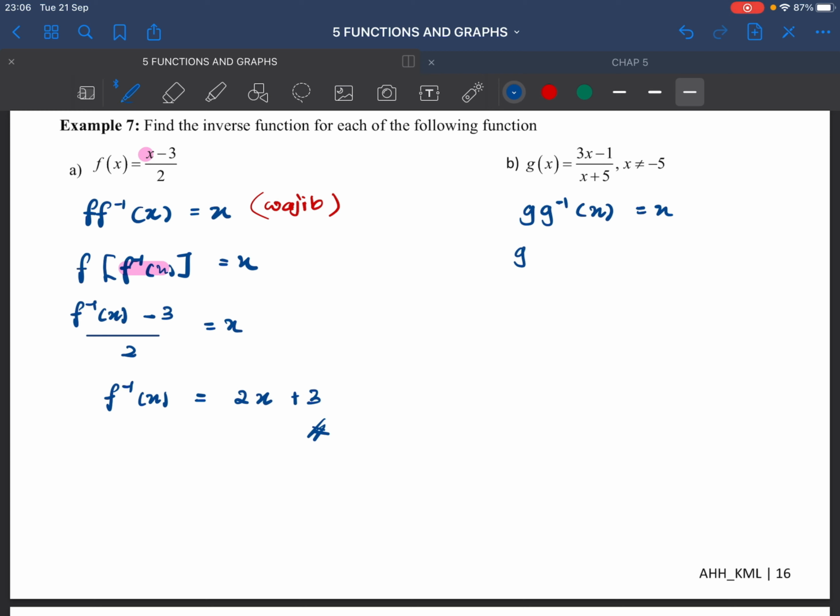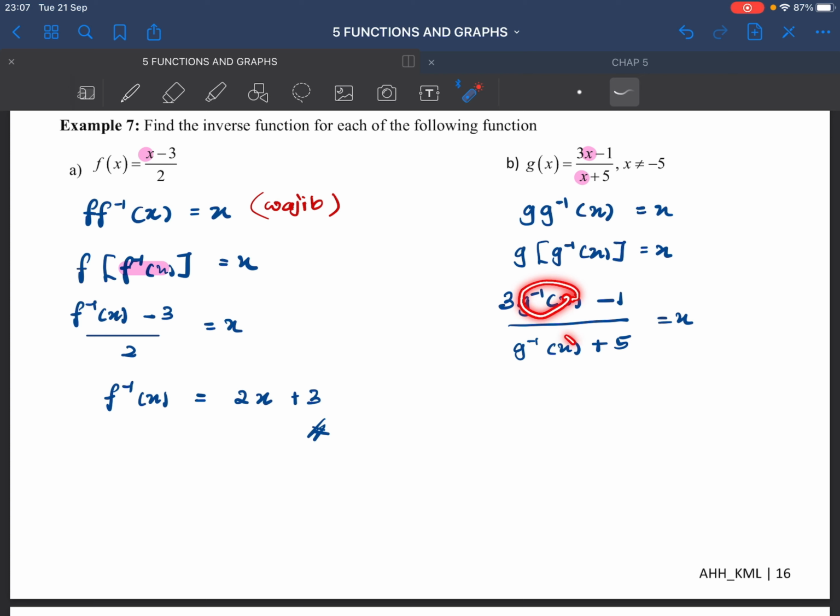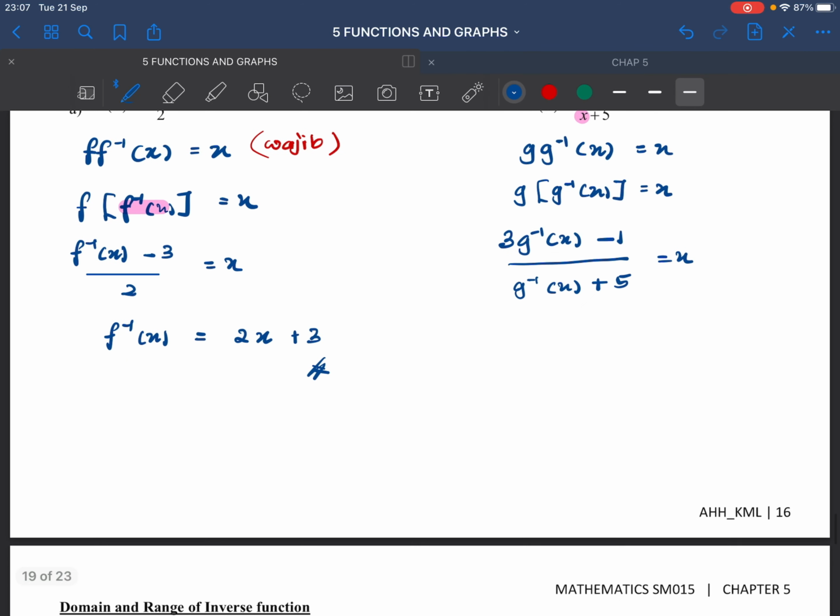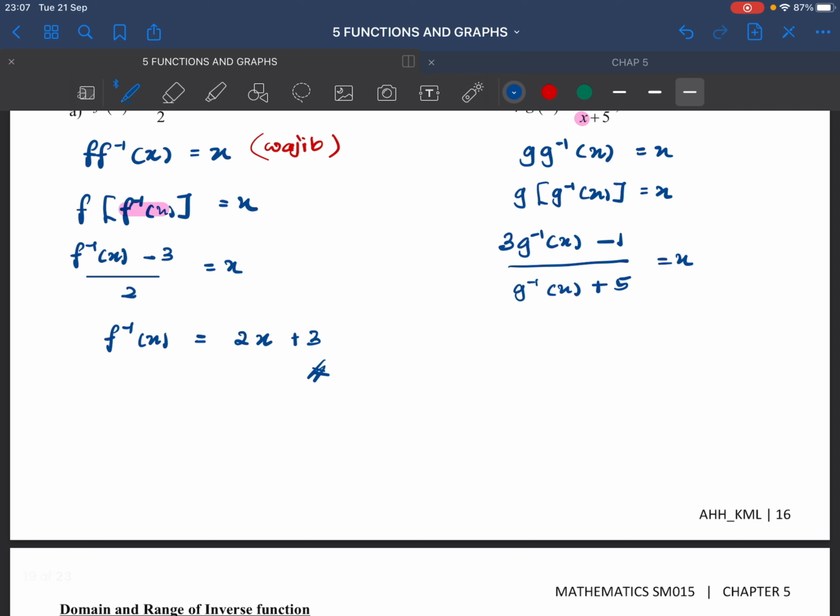So here we have g composite with g inverse equals to x. So now what we have to do is we just have to substitute this x and this x with g inverse. So you're going to have (3 g inverse x minus 1) over (g inverse x plus 5) is equals to x. Okay, so macam saya cakap tadi, kalau kamu let y, ini akan jadi y, ini akan jadi y kan. So apa yang kita kena buat untuk cari g inverse kita satukan dia lah.